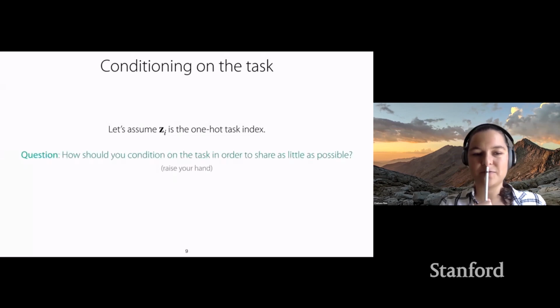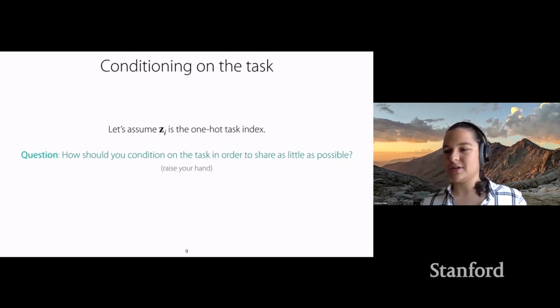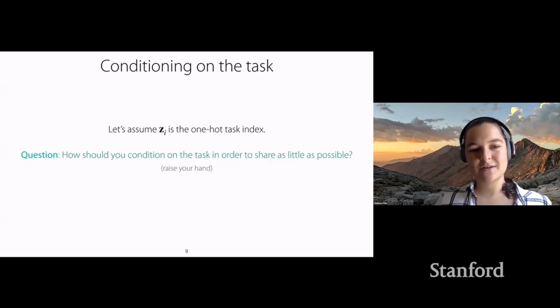So I have a question for you, which is, how should you condition on the task if you want the tasks to share as little information as possible? If you want to give a shot at answering this question, please raise your hand.